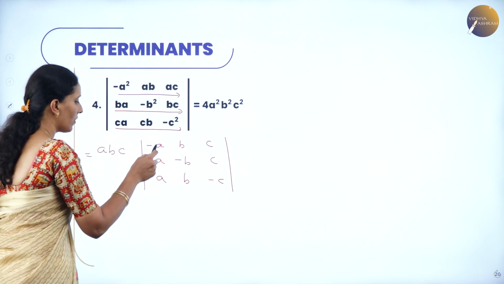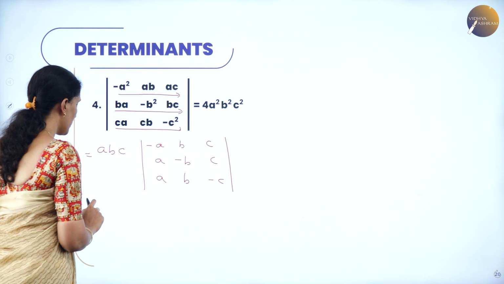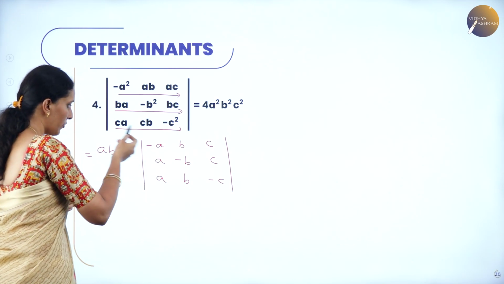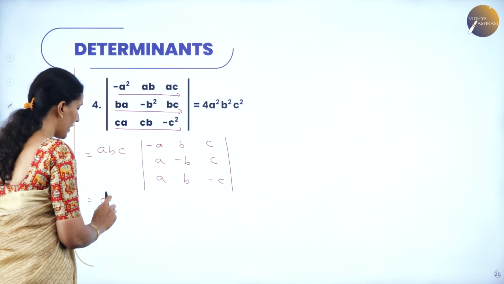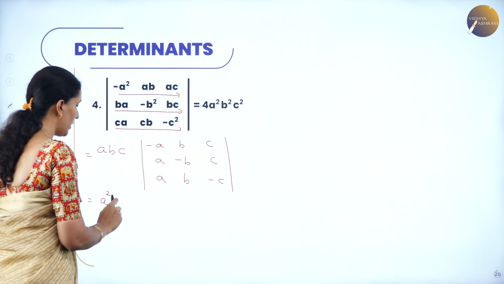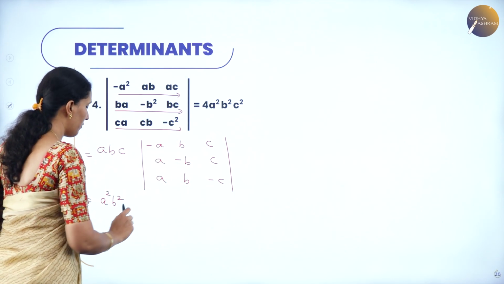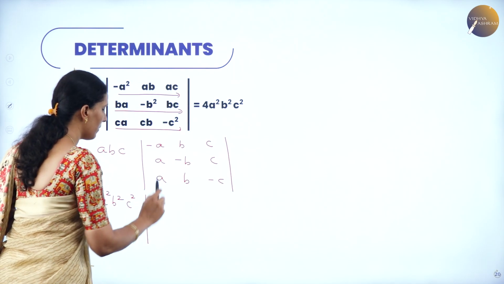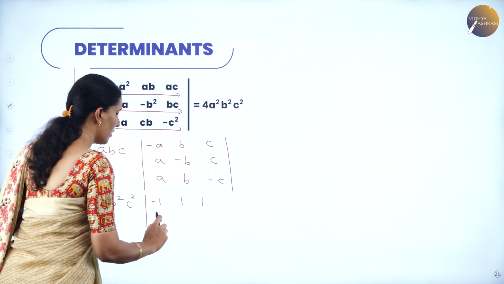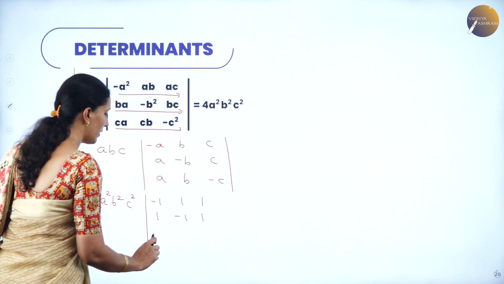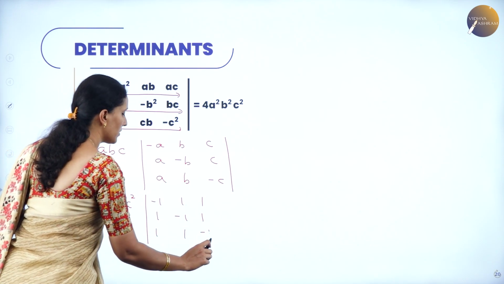Next, again you can observe clearly the columns. What is the common factor? A is a common factor. If you take A outside, A into A becomes A square. If you take B from here, it becomes B square. If you take C from here, it becomes C square. And the elements become minus 1, 1, 1, 1 minus 1, 1. And here it is 1, 1 minus 1.